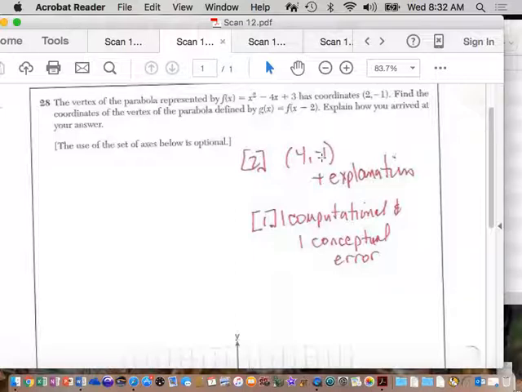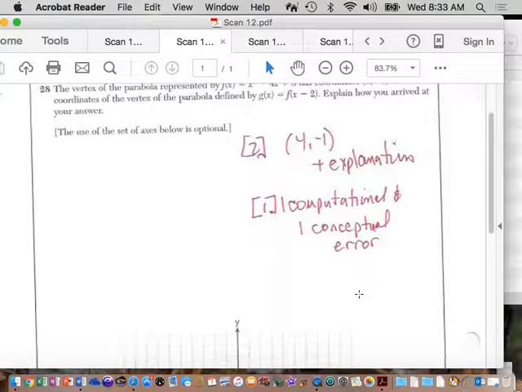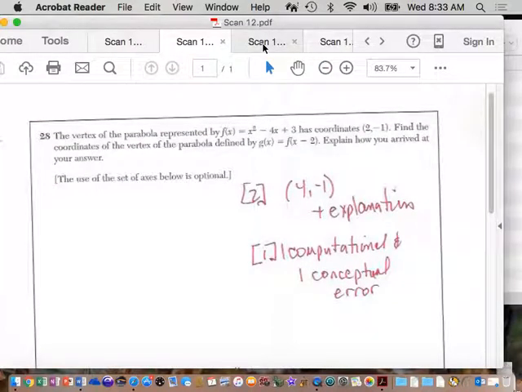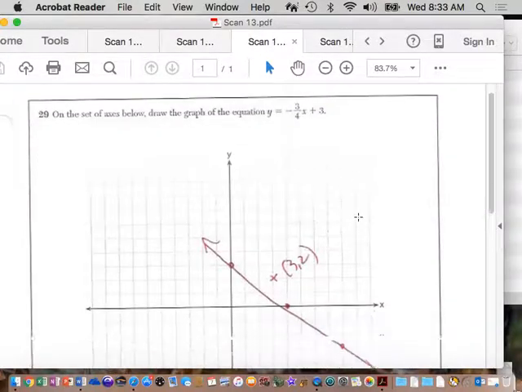If you made a computational or conceptual error, like let's say you went to the left, but you did recognize that it was horizontal shift, you would get 1 point, because that's a conceptual error. If you added wrong, it's 1 point. Yes? If you showed your work but didn't explain in words, that's 1 point. Explain always means in words. That was a 2-point question. Yes, everything is 2 until I tell you it changes.